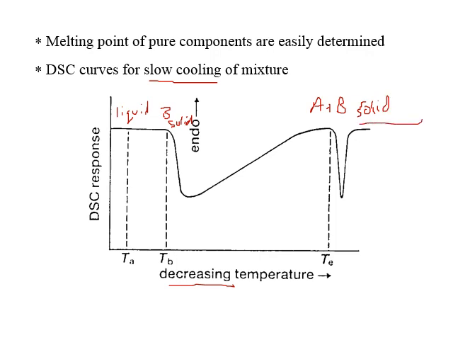So this is how you could develop a phase diagram using melting points of pure materials and then doing cooling curves from the liquid. But like I said, toggle back and forth and you should be able to relate TA, TB, and TE to the previous graph. And hopefully this makes sense.